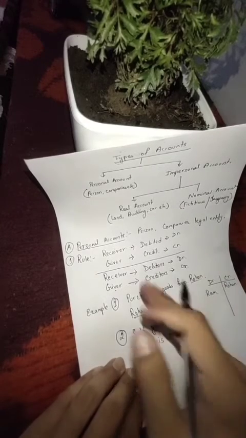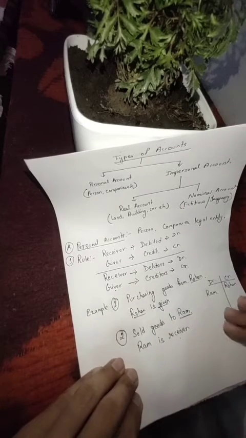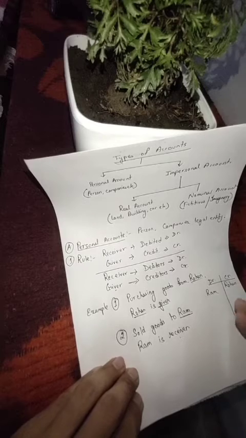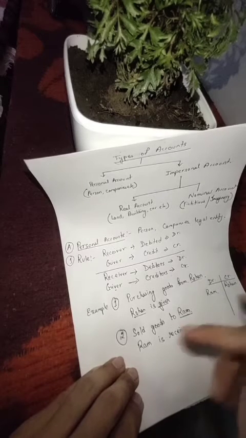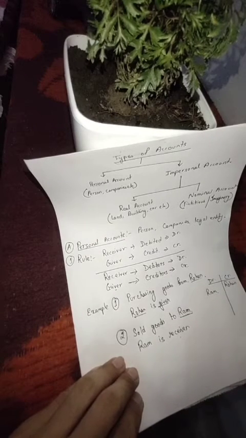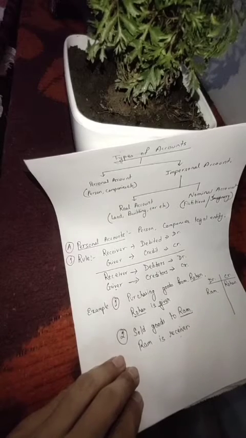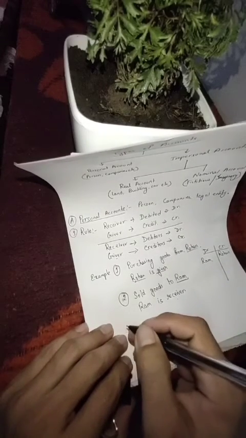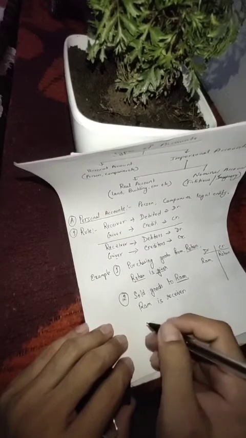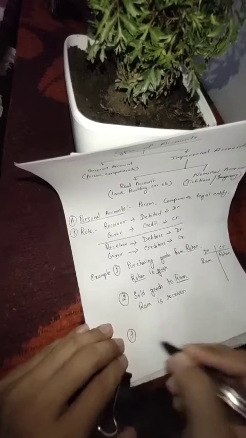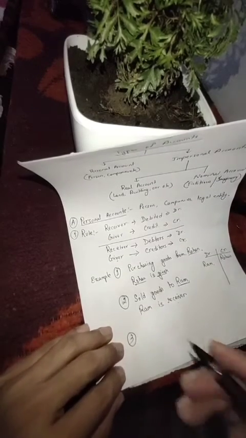Okay, so this is how you identify whether a personal account is a debtor or a creditor. If he is a debtor, then we will put it on the debit side. If he is a creditor, then we will put it on the credit side. As simple as that. If you have understood this, or if you have any problem understanding, let us take another example.